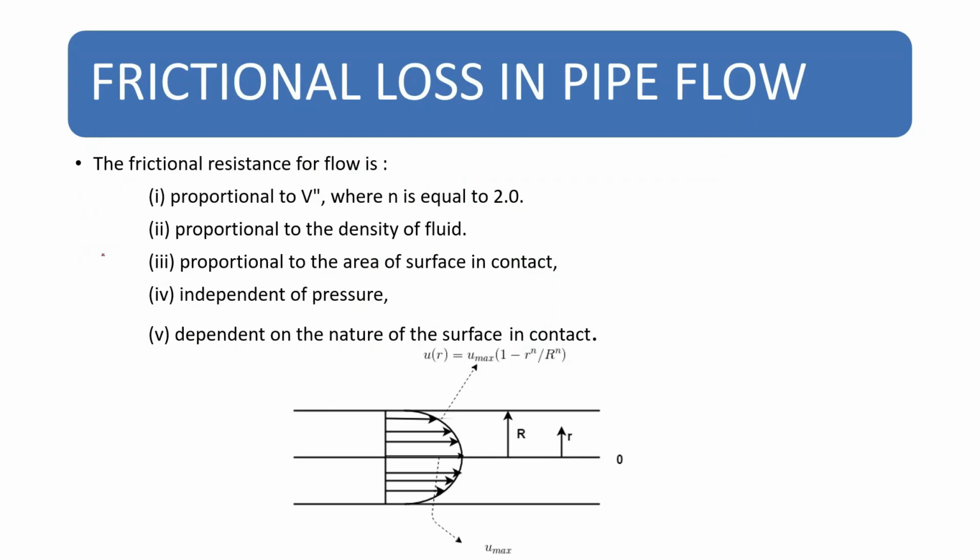So we are taking the pipe flow. What are the various frictional losses in a pipe flow? The frictional resistance in a pipe, you can see that the frictional resistance will be at the surface of the pipe. It will oppose the flow. This is the frictional resistance.